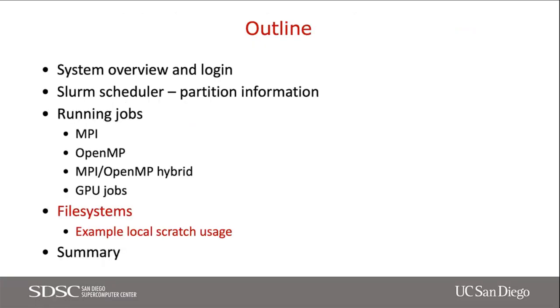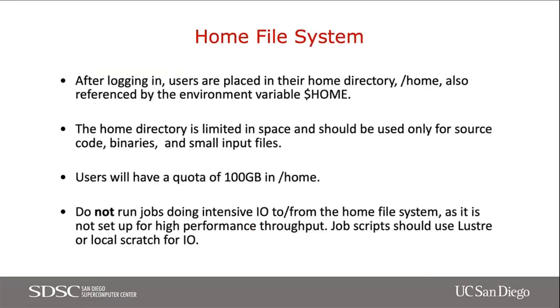So the last piece I want to go into is the file systems. When you log in, you're on your home file system. Basically, $HOME will also get you there. The home directory is limited in space. Like I said, it should only be used for source code, binaries, and maybe small input files. You can have your job script here, but make sure that the job script is aware that it's not writing into the home directory, but writing into a Lustre or local scratch for the actual IO.